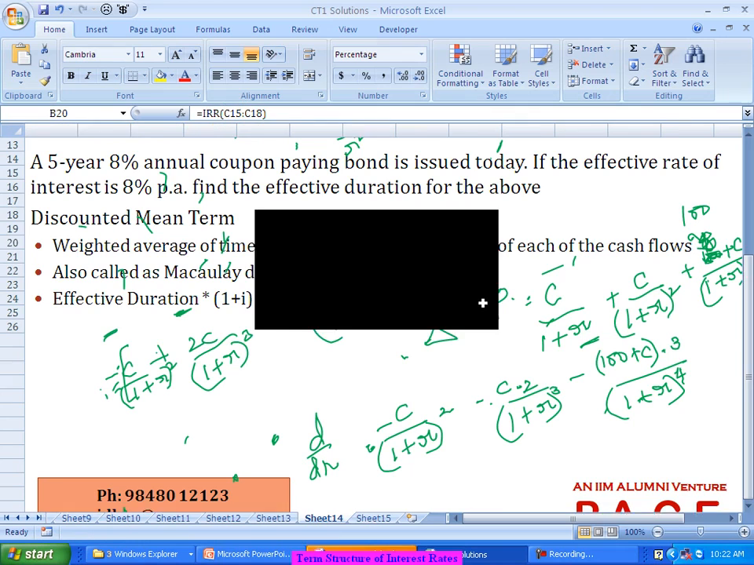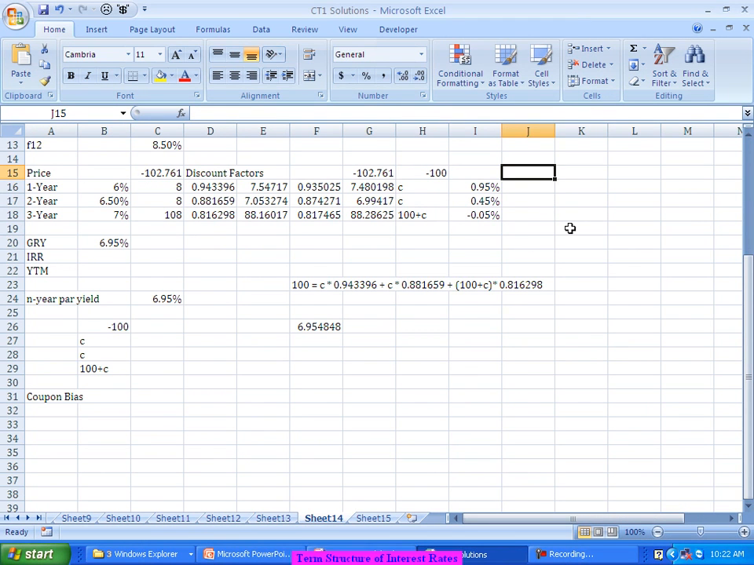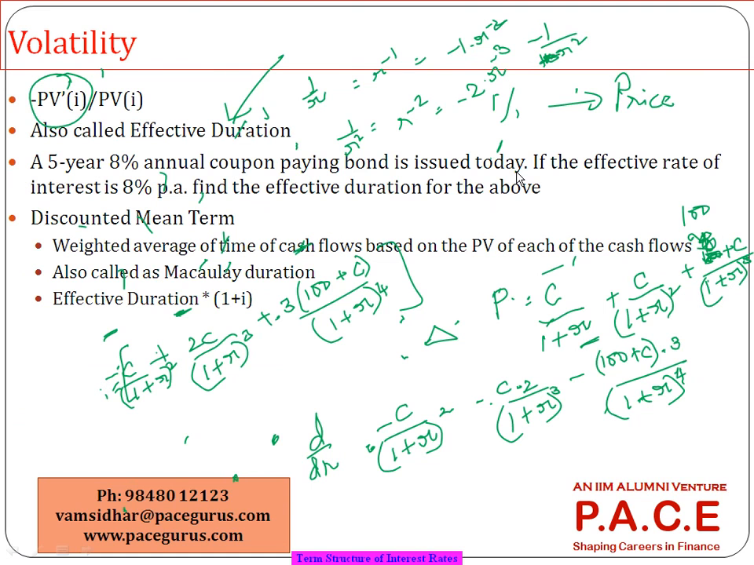If I am taking those, because I'm going with the gross redemption yield, what I can very well do is take the discounting factors as 1 by 1 plus R whole squared to start with, then 1 by 1 plus R whole cube, then 1 by 1 plus R to the power 4. These are the revised discounting factors, and C, 2C and 3 times the third one. 1 time the first one.